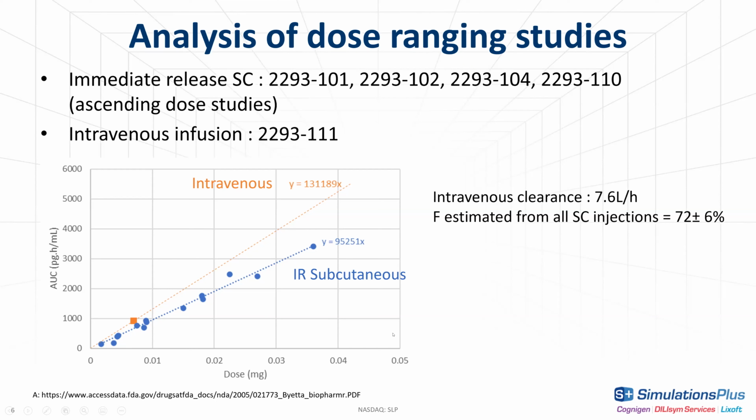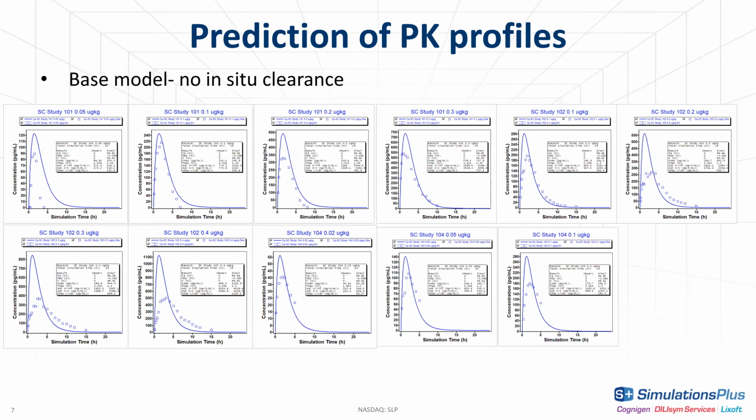When you run PBPK modeling with GastroPlus, for example, using a subcutaneous solution and the base characteristics of physical properties of the drug, you do get to this picture here. So you do have a relatively good prediction, apart from some studies where, especially in study 102, very high doses, you can see you start to over-predict the Cmax dramatically.